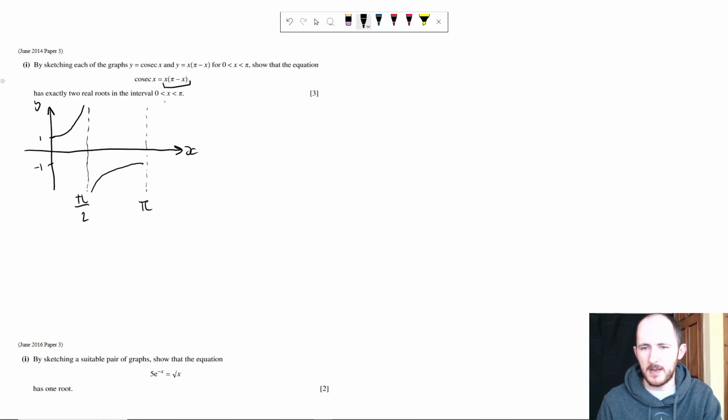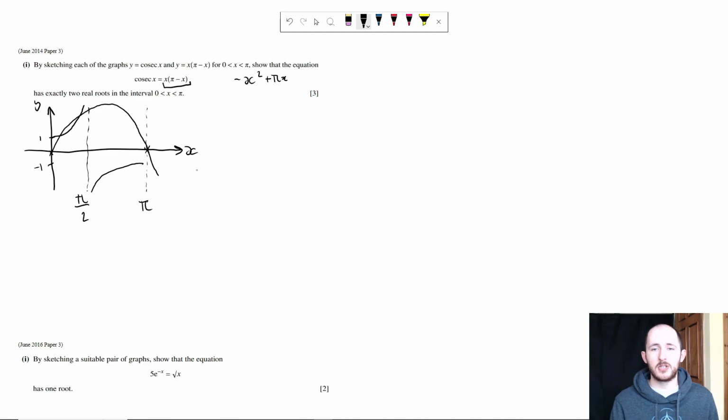Now for the x(pi minus x) graph, if you were to expand it quickly, you would have minus x squared plus pi x. So this is just a quadratic, but it's a negative quadratic, which means it's going to be a big sad face, or an N shape. And where does it cross? Well, if we look at the actual solutions here, it crosses at x equals 0 and x equals pi. So that is this point here and this point here. And then you're going to have a big N shape like that.